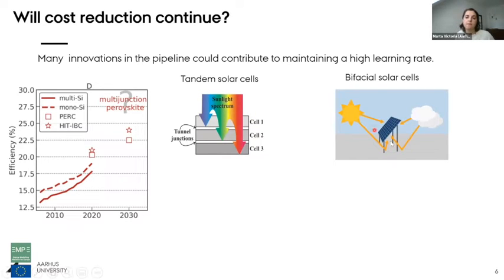Another innovation is bifacial solar cells, which are able to transform into electricity light impinging on the front side, but also light impinging on the rear side of the solar cells. And by doing that, they also attain higher efficiency.